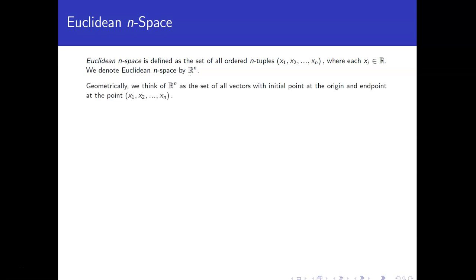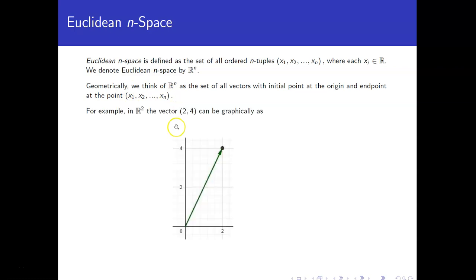Geometrically, when we talk about vectors, we typically think of having a starting point and an ending point. We put them in what's typically referred to as standard position. So the initial point of the vector starts at the origin, and the end point of the vector ends at the point represented by the tuple. To give you a specific example, if we're in R2 and we talk about the vector (2, 4), we would have the point (2, 4), and the vector would go from the origin and point out to the point (2, 4).